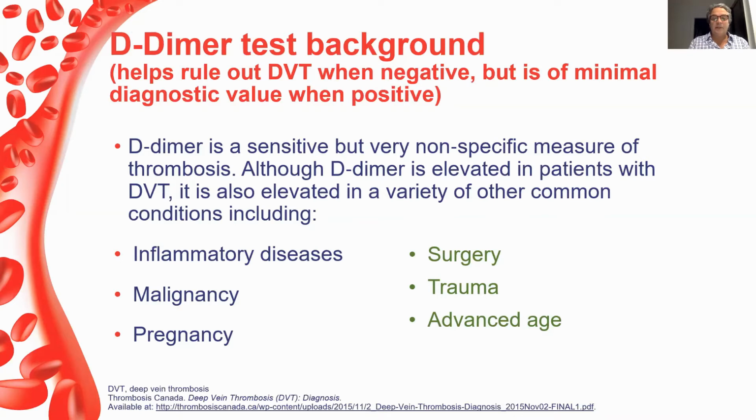So D-dimer is really interesting because it's not a very specific test, but a negative D-dimer is of great value. A positive one doesn't tell you a ton because there are a lot of things that can elevate it, but a negative one really helps you rule out DVT.